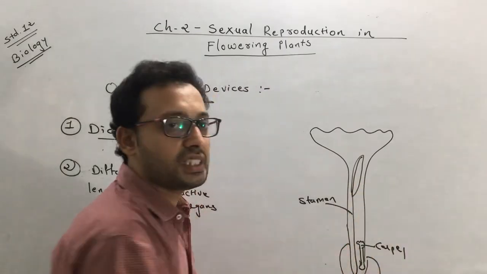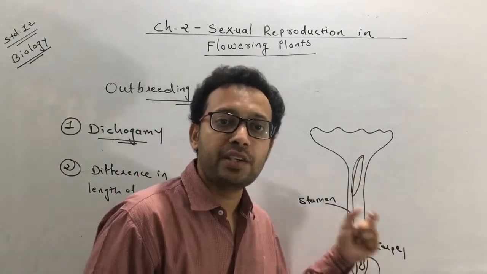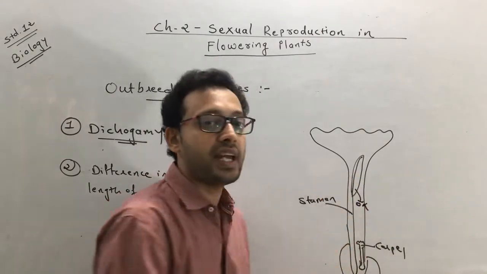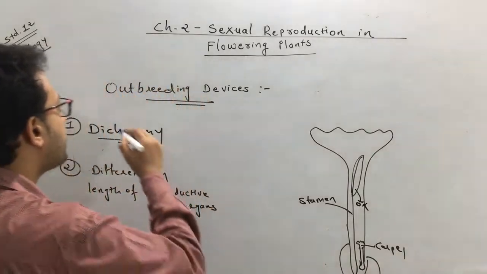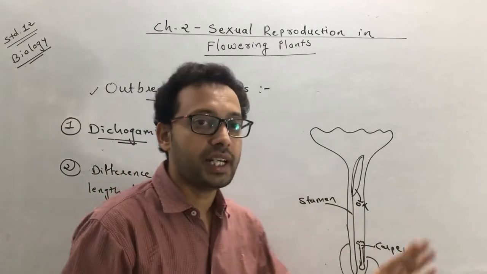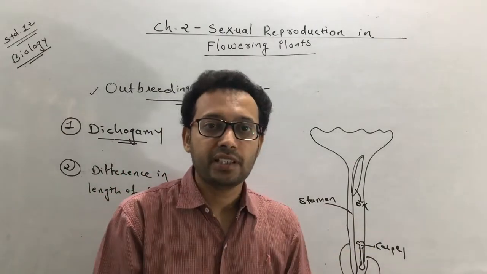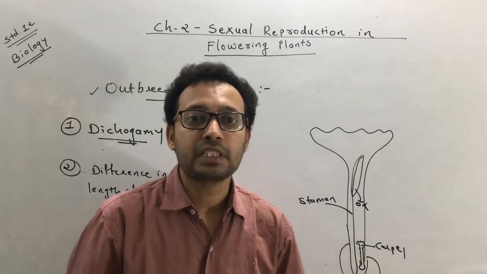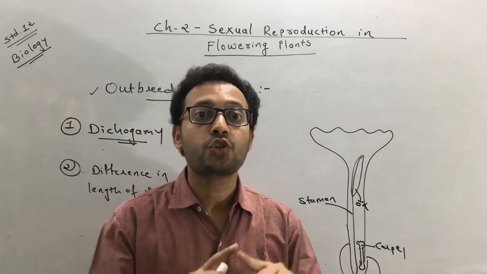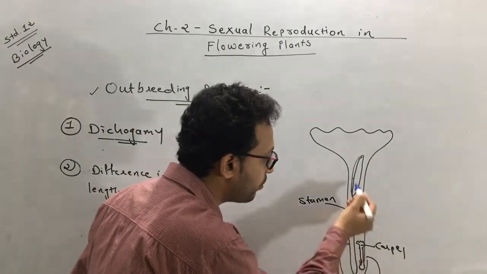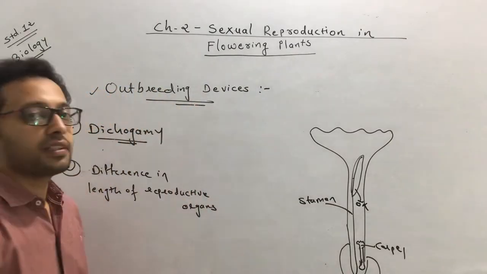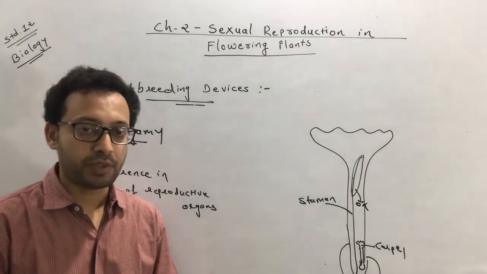Due to too much difference in the length of the male reproductive organ and the female reproductive organ, the chances of pollination are very less. So this is another strategy adopted as an outbreeding device. Okay, so where there is a difference in the length, they are not of the same or approximately similar length, but the difference between the length of the male reproductive organ and the female reproductive organ is too much. Like see here, the difference in the length of both organs is too much, and that prevents inbreeding and promotes outbreeding. Okay, so this is the second strategy adopted by it.